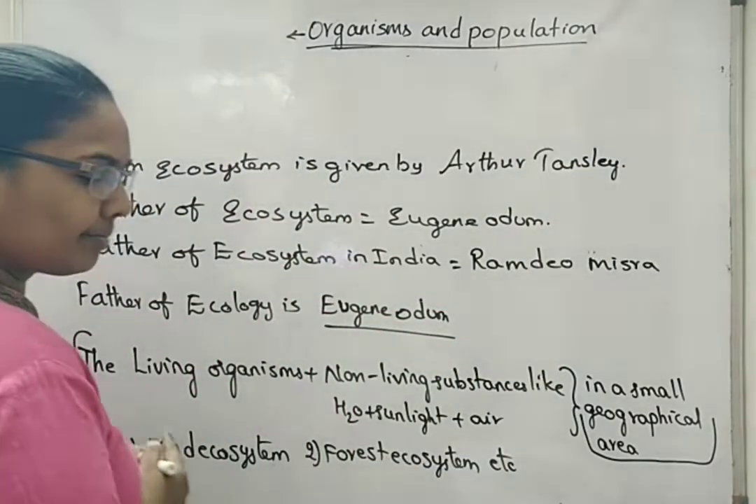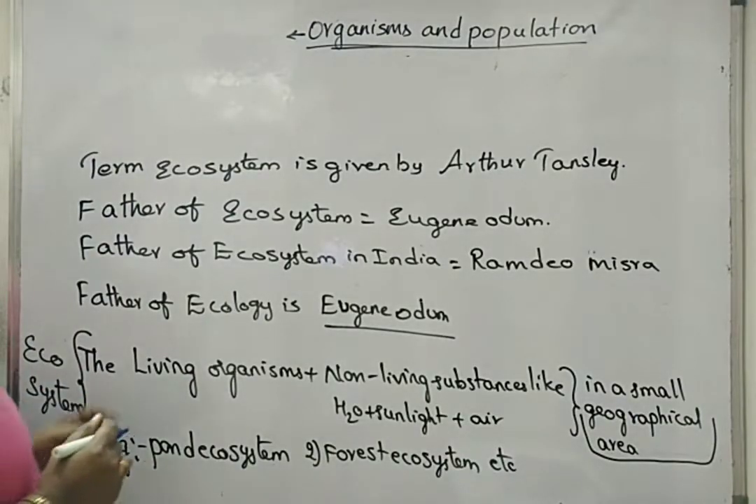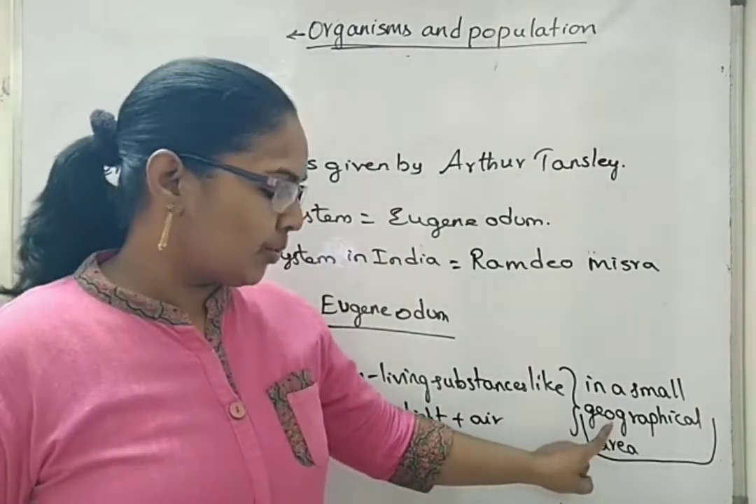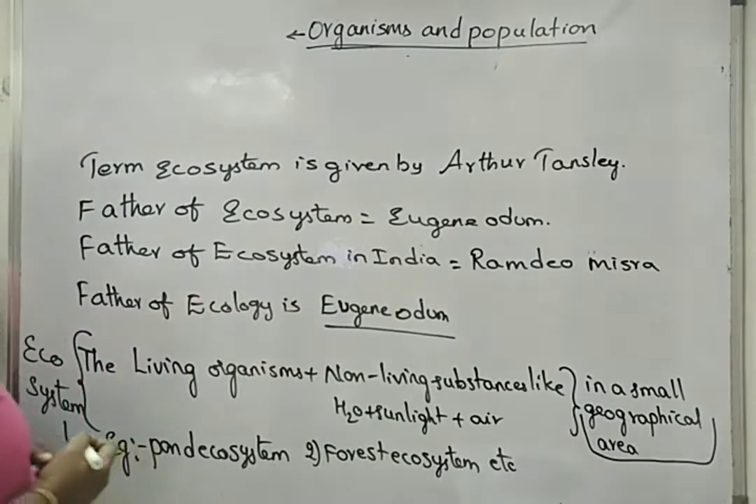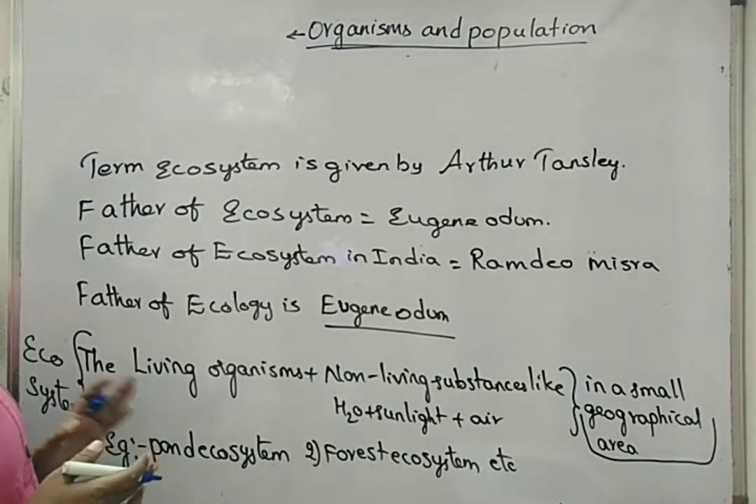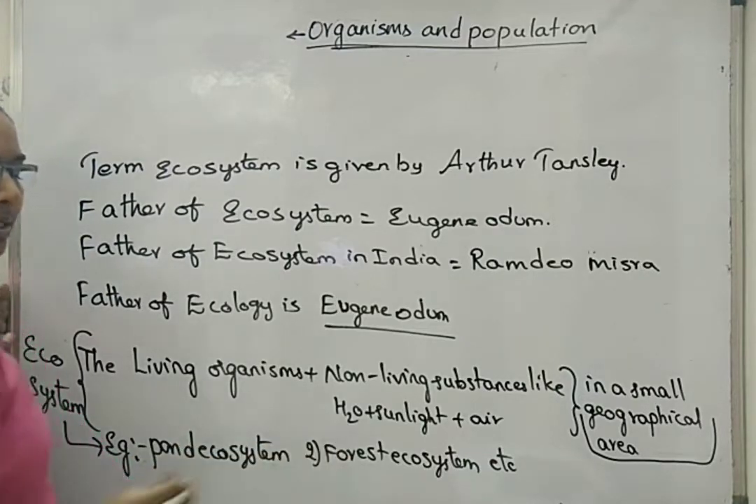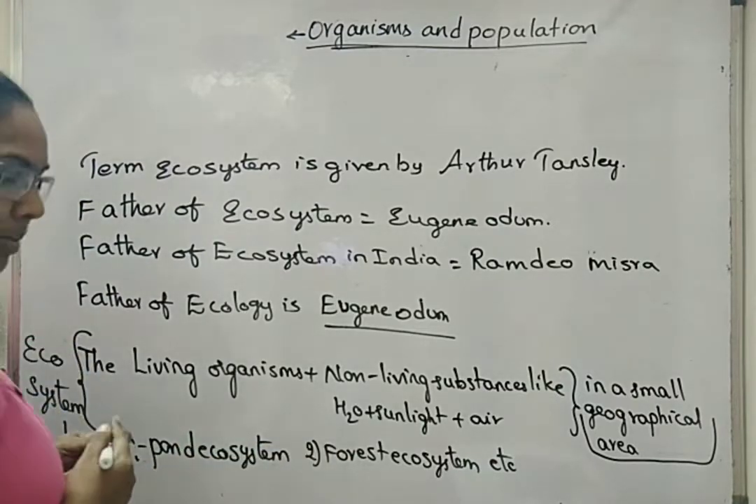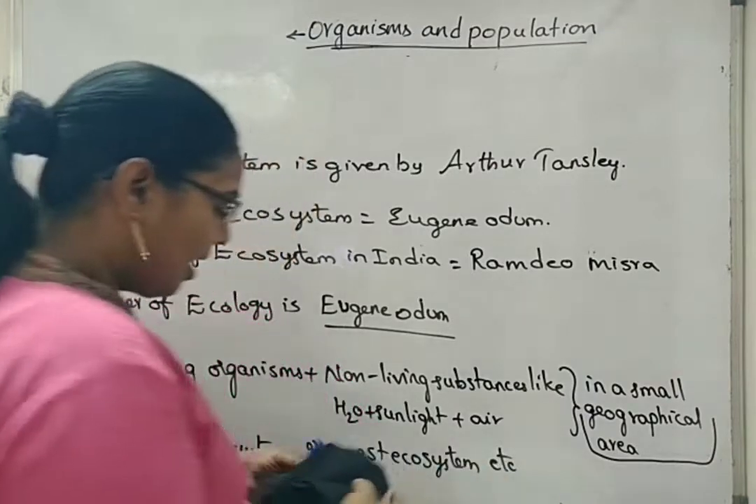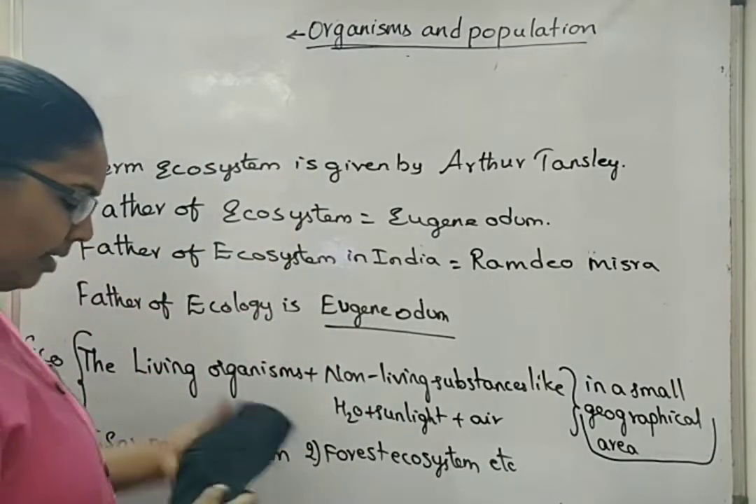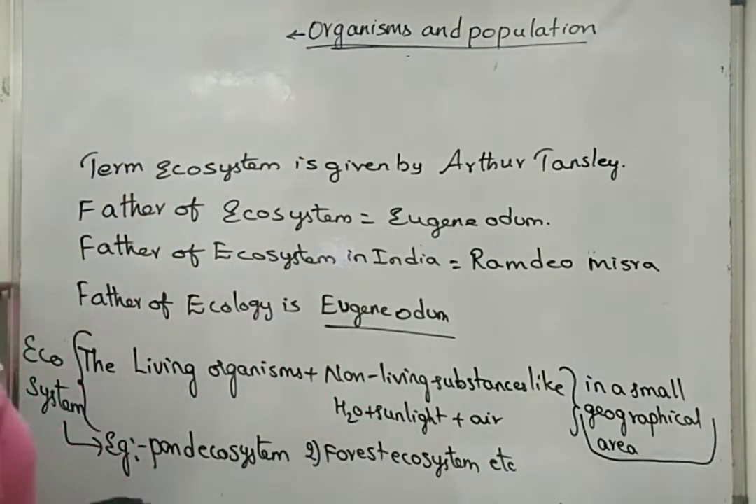Next, here we have to remember one more point. I have used the phrase small geographical area, and ecosystems are of different types. Especially we mentioned examples like pond ecosystem and forest ecosystem. But when an ecosystem occupies large geographical areas with different animal and plant habitats, then we use a term like biome.